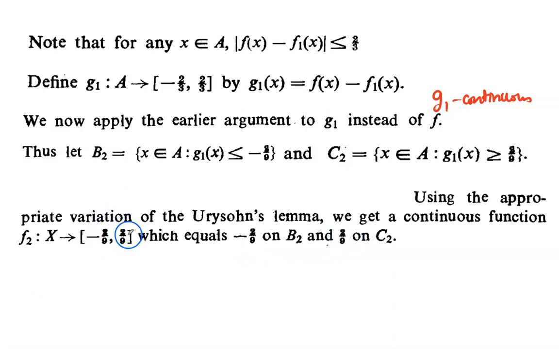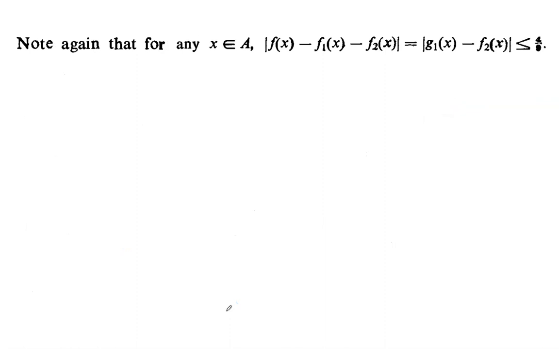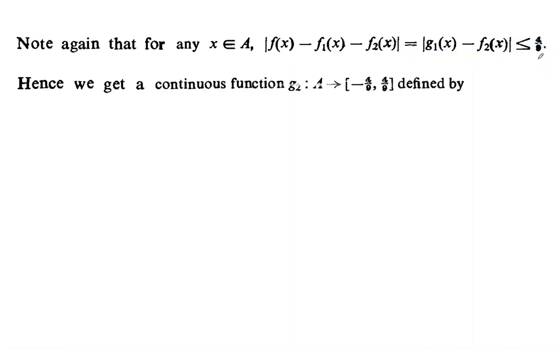Here we can prove that for every x element of A, the modulus of g1(x) minus f2(x), which is also the same as the modulus of f(x) minus f1(x) minus f2(x), will be less than or equal to 4/9. Hence, we get a new continuous function g2 defined from A to the closed interval [-4/9, +4/9], defined by g2(x) is equal to f(x) minus f1(x) minus f2(x).